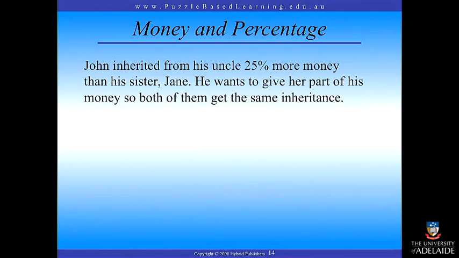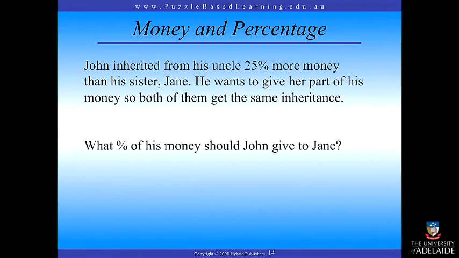So John inherited from his uncle 25% more money than his sister Jane. He wants to give her part of his money so both of them get the same inheritance. So what percentage of his money should John give to Jane?